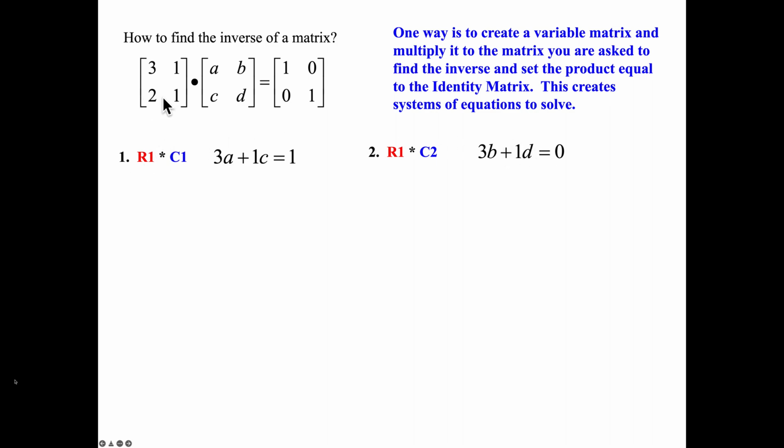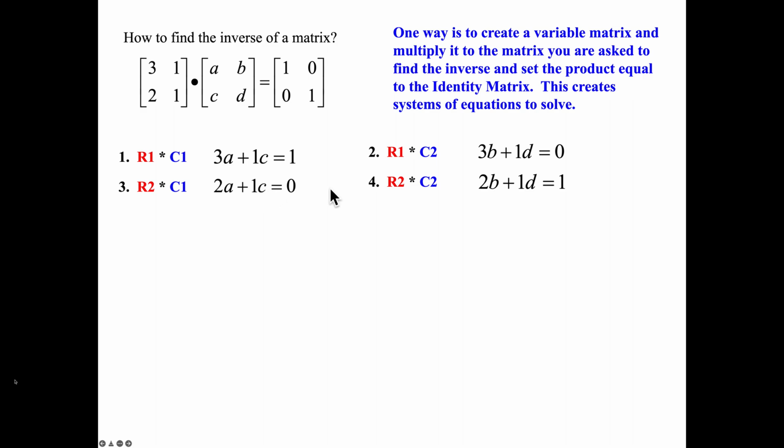Now we'll do the second row, multiplying by each column. Row 2 times column 1 has to equal the 0 in the row 2, column 1 entry. 2 times A plus 1 times C has to equal 0. And notice I'm lining these up because my A's match my C's. Now when I take row 2 times column 2, I'll have B and D's, and this has to equal the row 2, column 2 entry. So 2 times B plus 1 times D has to equal 1. So I have two systems of equations that I'm now going to solve.